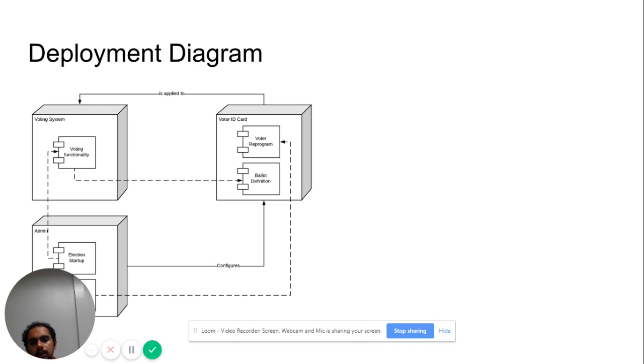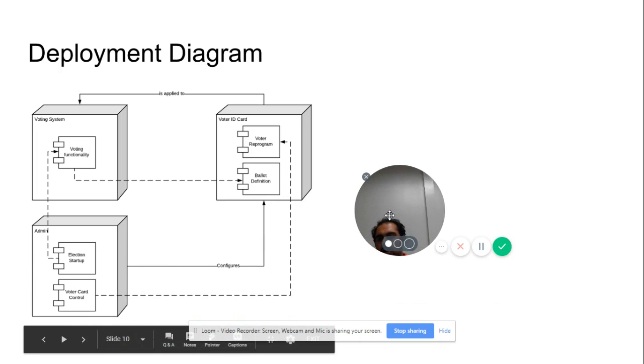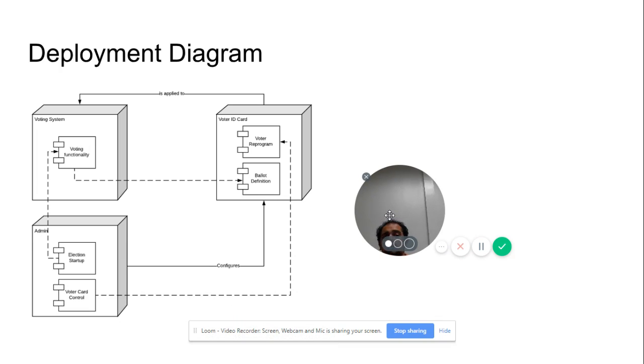There is also a voter reprogram functionality in which we can reset the voter ID card every time a new candidate comes to vote. Below that you have the admin, who is responsible for starting the election, controlling the voter cards and reprogramming them. That can only be done by the admin.